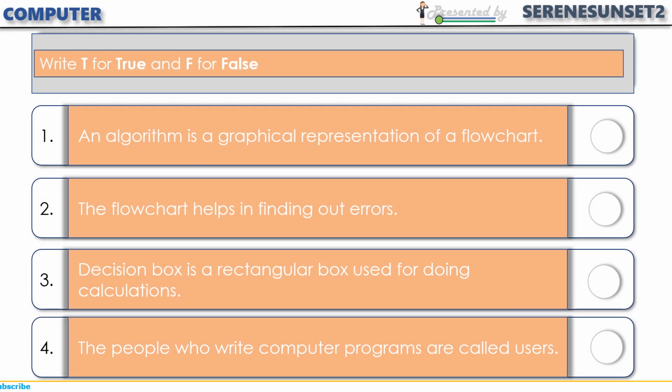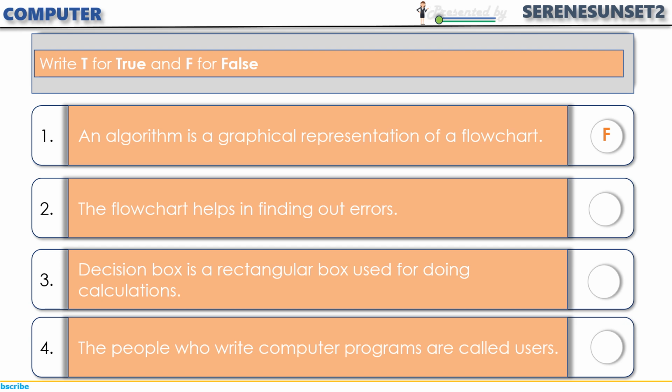T for true and F for false. When the first sentence is correct, true, then we should write T. And when the fourth sentence is false, wrong, then we should write F. Let's see the first sentence. An algorithm is a graphical representation of a flow chart. Answer: false, wrong.